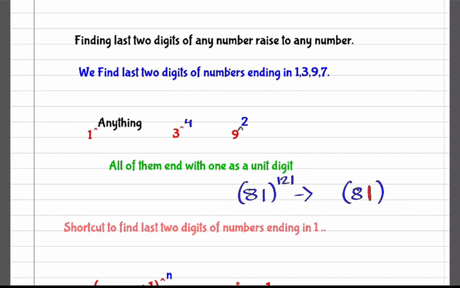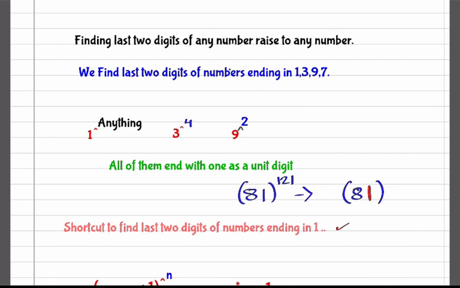So first we'll see a method. In the next 5 minutes we'll finish this as well. First we'll see a method to find out the last 2 digits of numbers ending in 1. Please remember, this is only a shortcut to find out the last 2 digits of numbers ending in 1. What is the shortcut?